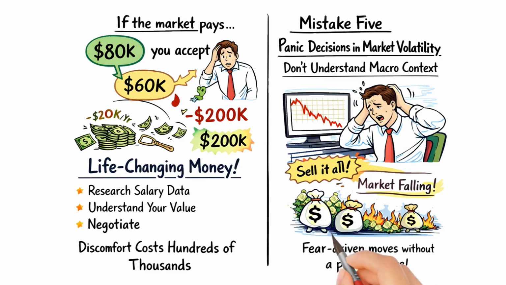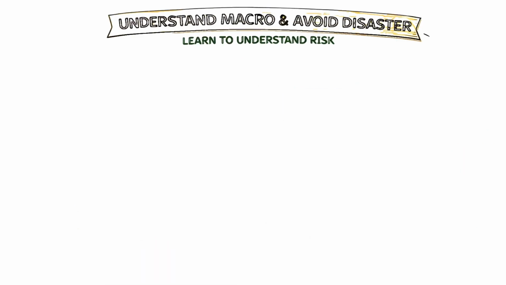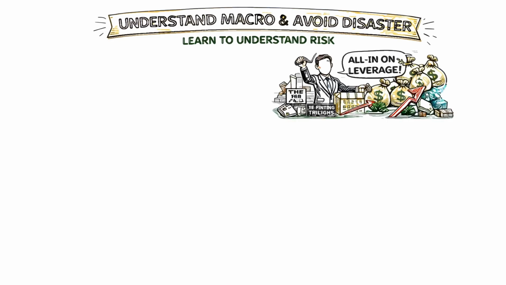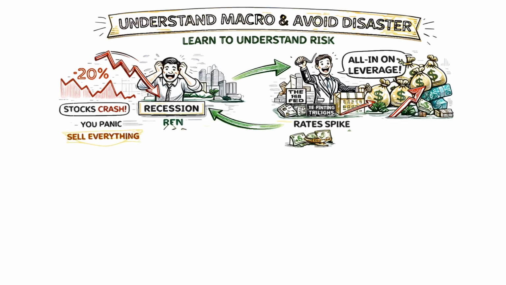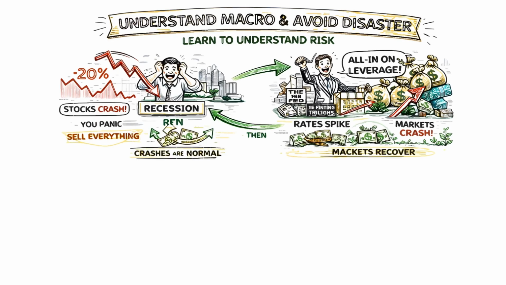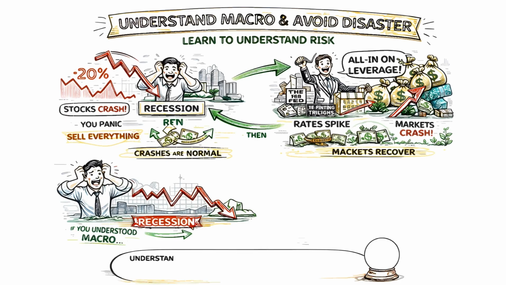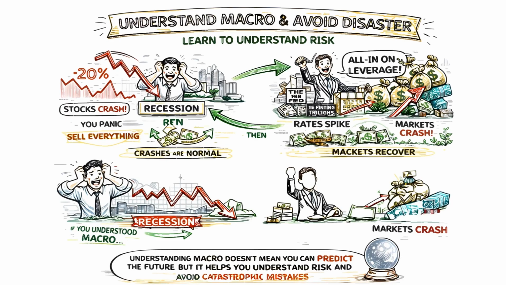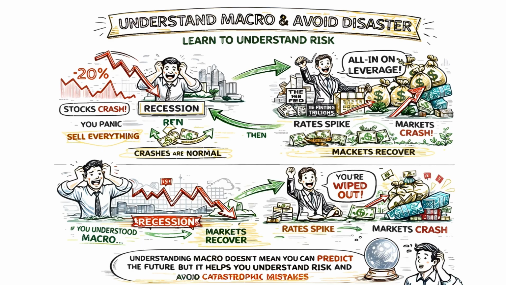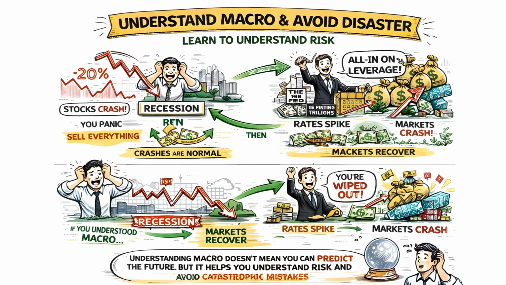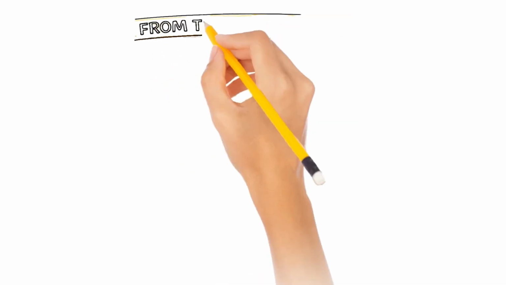Mistake 5. Making panic decisions during market volatility without understanding the macro context. Stocks crash 20%. You panic sell everything. But if you understood macro, you'd know that crashes are normal. Recessions happen, markets recover, selling locks in losses. Or the opposite. Stocks are at all-time highs. Interest rates are at historic lows. The Fed is printing trillions. You go all in on leverage thinking it'll last forever. Then rates spike, markets crash, and you're wiped out. Understanding macro doesn't mean you can predict the future, but it helps you understand risk and avoid catastrophic mistakes.